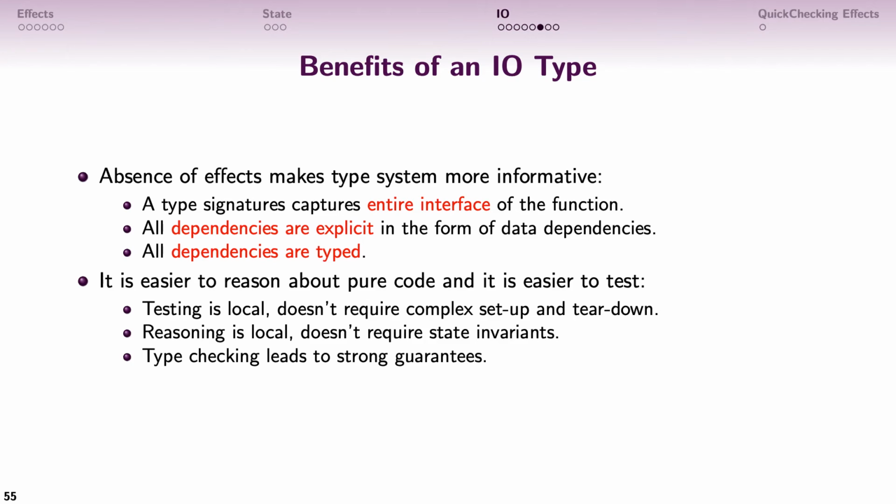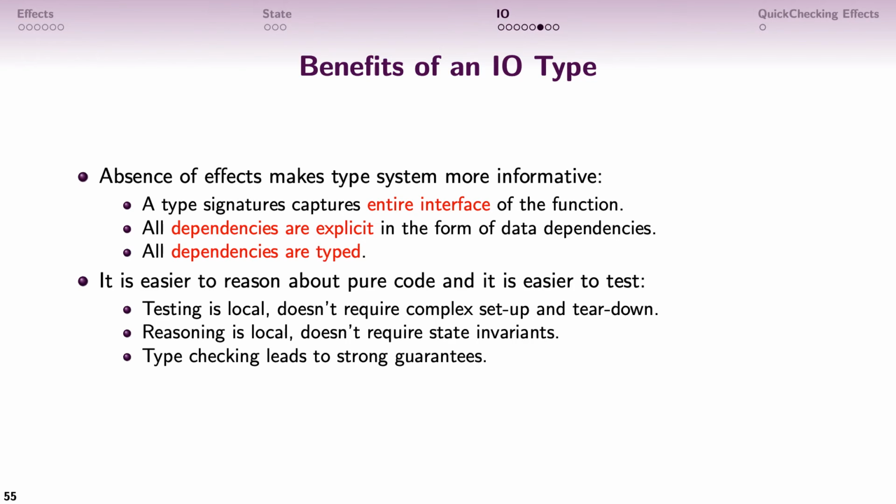So when we have pure code, we don't need to set up or tear down infrastructure in order to run our tests. We don't need state invariants. We don't need anything like that. All of the reasoning we do is just equational reasoning. It's really nice. And type checking gives us very strong guarantees. This breaks down a bit when we have effects. So it's nice to be able to separate the effectful part, which we can't reason about so easily, from the pure part, which we can.